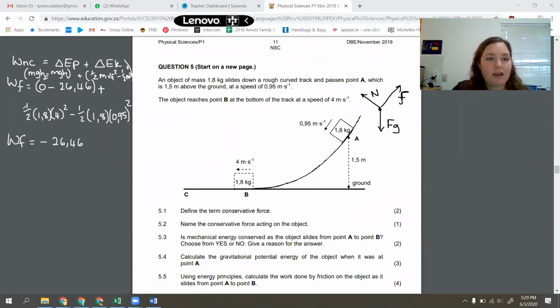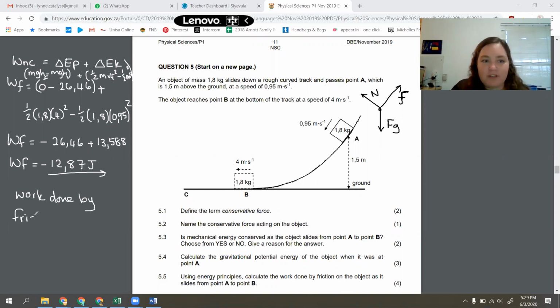The change in kinetic energy, however, is going to be positive because a half times 1.8 times 4 squared minus a half times 1.8 times 0.95 squared, I got an answer of 13.588. So therefore, the work done by friction is going to be -12.87 joules. Please note a little reminder here, work done by friction is always negative.